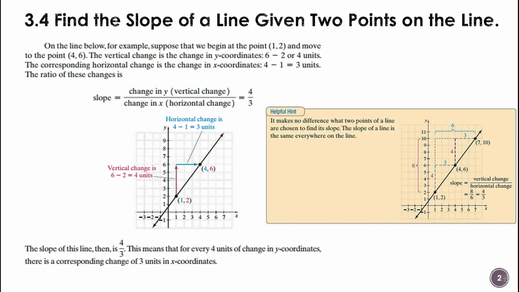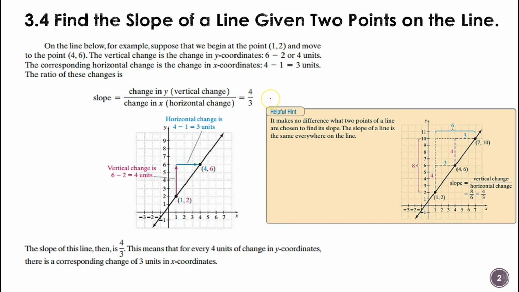So every line has a slope, and we can determine that slope by selecting ordered pairs on the line and then using a formula. We're really finding the horizontal change. Notice this horizontal change is from 1 to 4, so that's a distance of 3. And then we have a vertical change that's 6 to 2. That's a distance of 4.